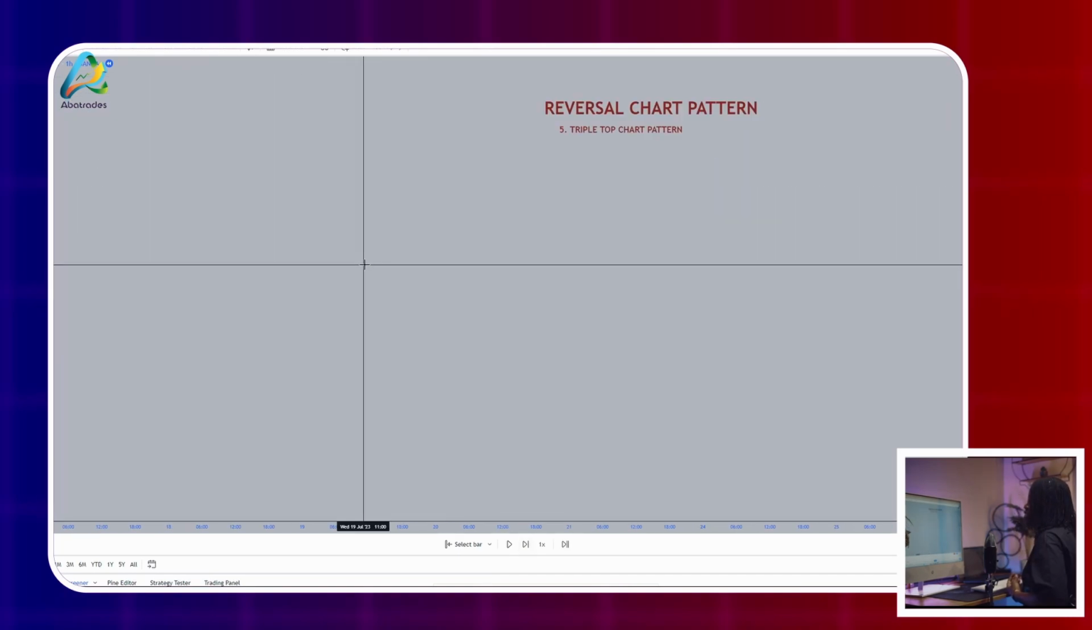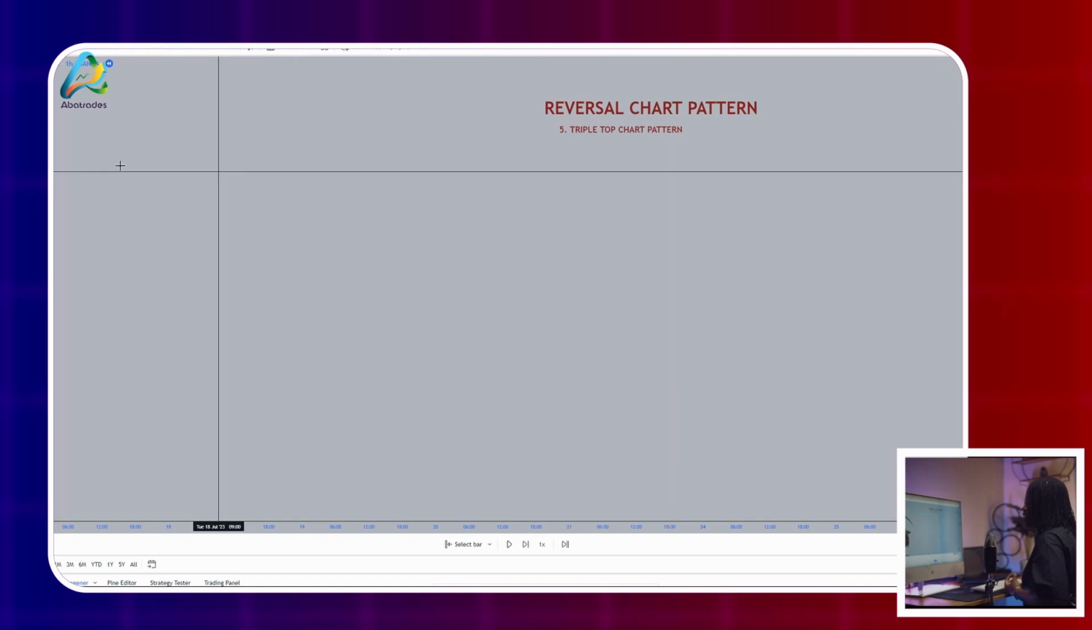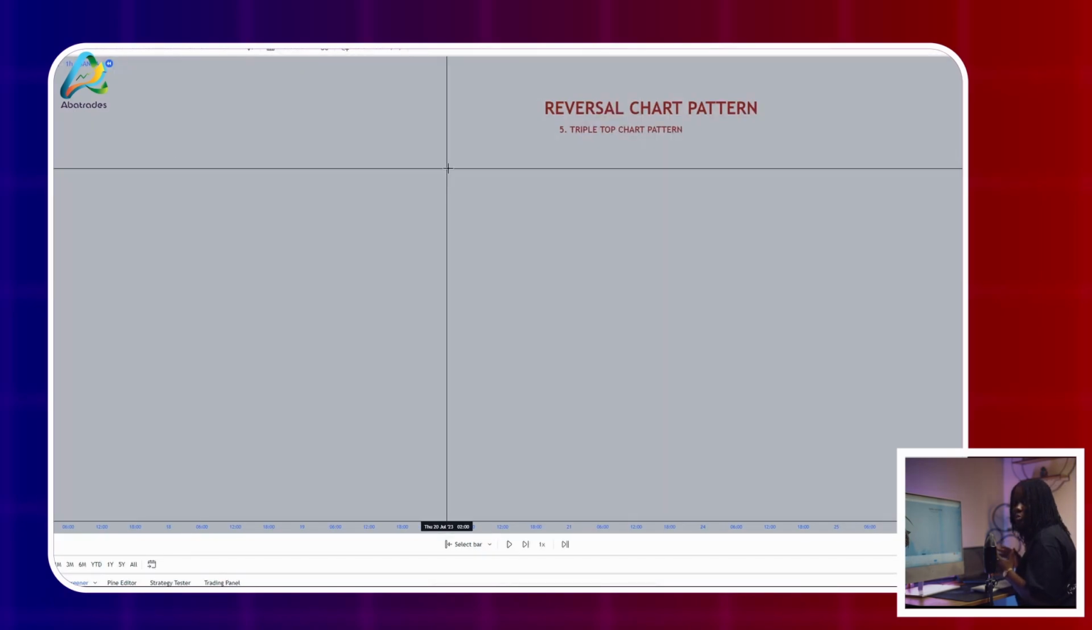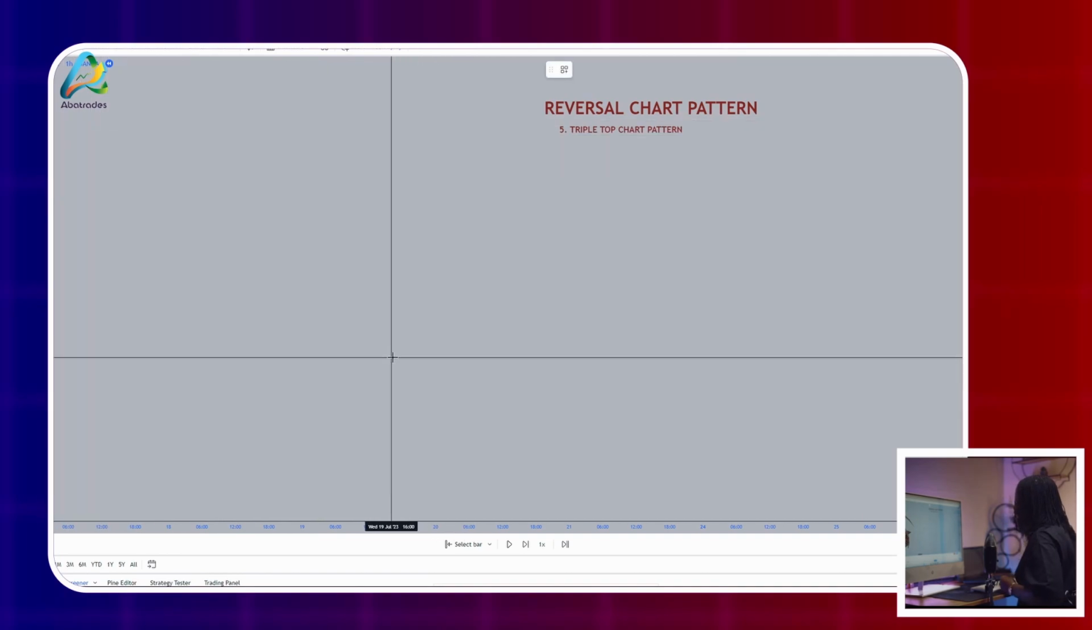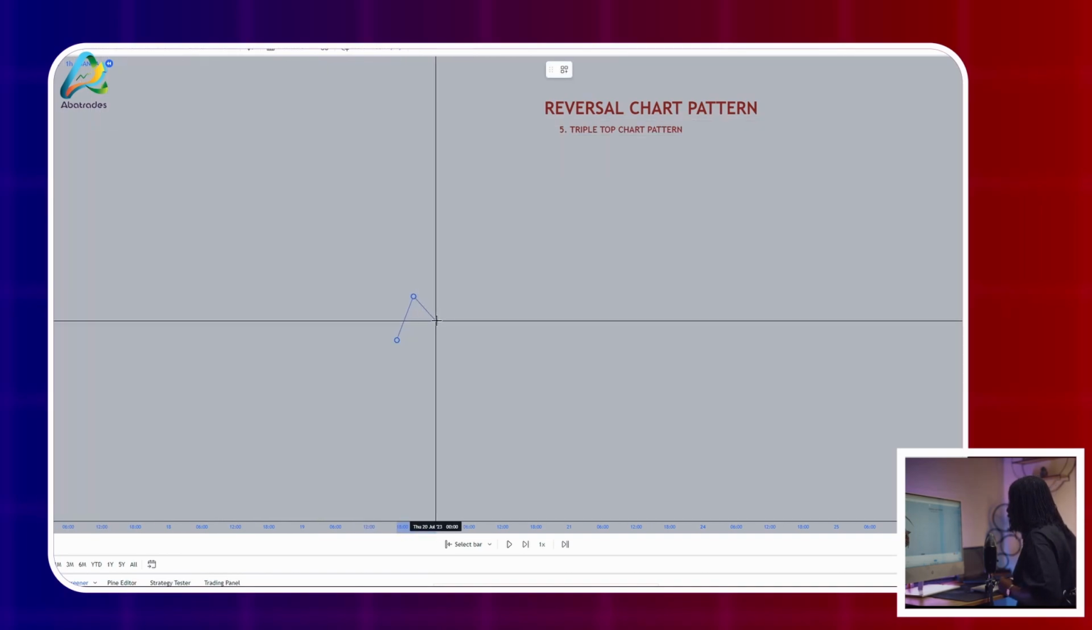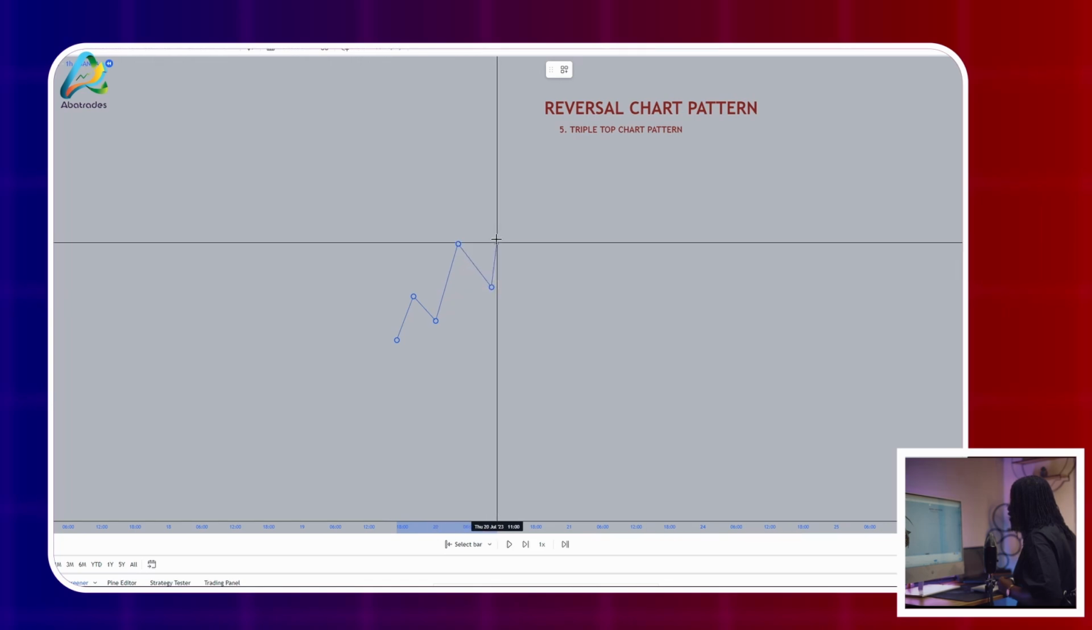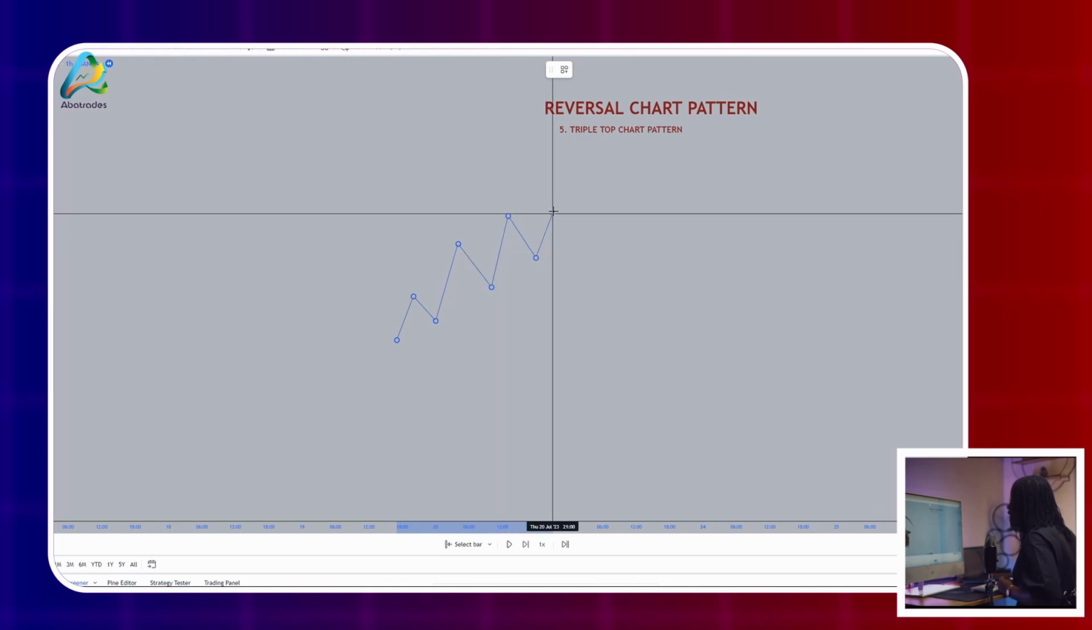So the next reversal chart pattern we're talking about is a triple top chart pattern. Now this kind of looks like the double top in a way, but it has a little variation to it, and let me show you how this looks. So in a triple top chart pattern, you have a market usually starting an uptrend with a series of higher highs and higher lows. You have higher highs, higher lows, higher highs, higher lows here. Then you have your higher high up here.